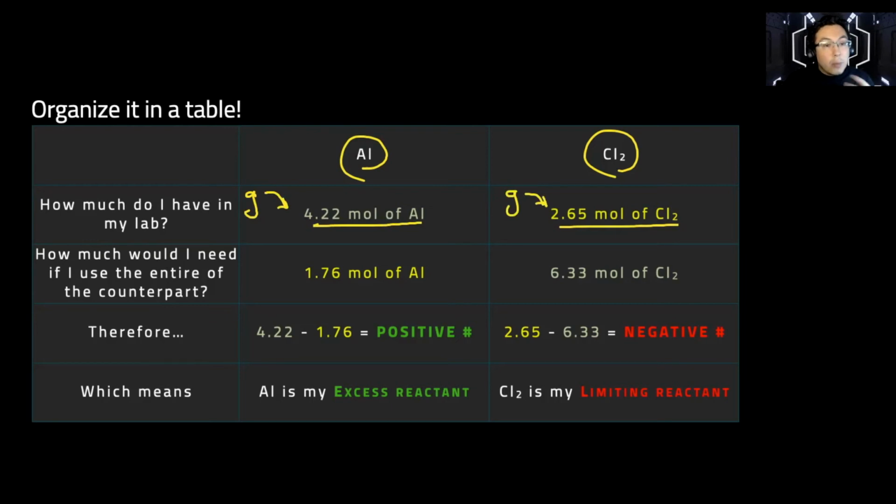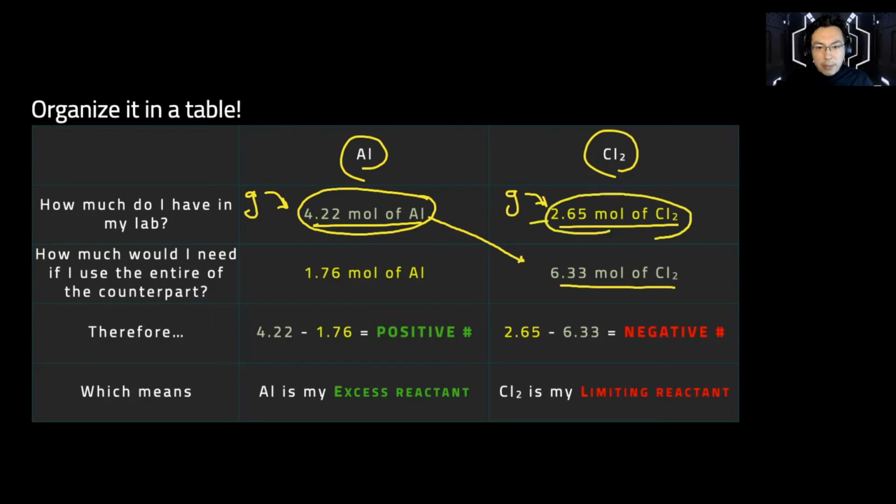Now, the question is, how much would I need if I use the entire amount of the counterpart, the opposite, the other reactant? So if I use all my aluminum, I'm going to need 6.33 moles of chlorine. If I use all my chlorine, I'm going to need 1.76 moles of aluminum, right?